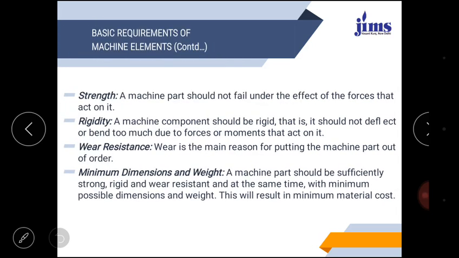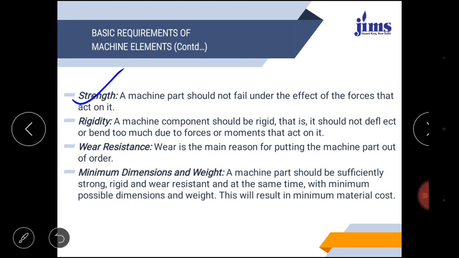what these expectations are, what the considerations are. Suppose the first one is strength. What does it mean? Strength is the force up to which your machine element can withstand. So your machine element should be strong enough to take the load for which it has been designed. Machine parts should not fail under the effect of the force that acts on them. That is the primary requirement: if you are designing a machine element, it should withstand the load or the stress for which it has been employed. So that is the basic requirement.